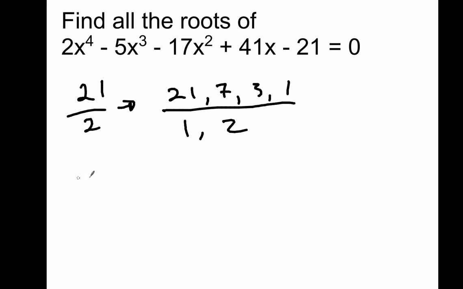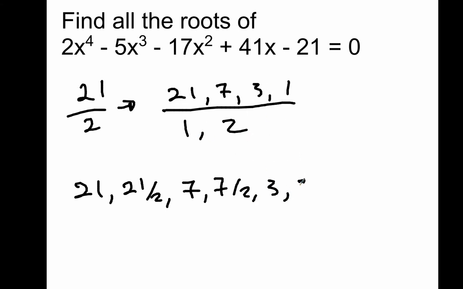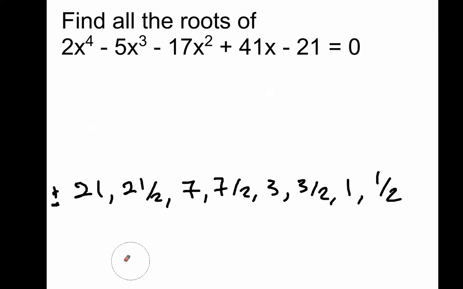So that means the possible factors are 21 over 1, 21 over 2, 7 over 1, and 7 over 2, 3 over 1, and 3 over 2, 1 over 1, and 1 over 2. So these are all the possible, and the plus or minus for each one. That's a lot of factors. So what we want to do is test them, and we want to be kind of smart about which ones we try, or else this could take us a really long time.